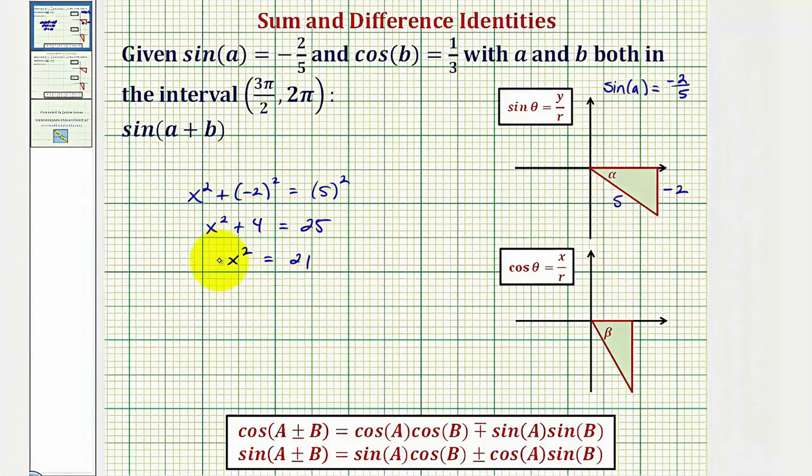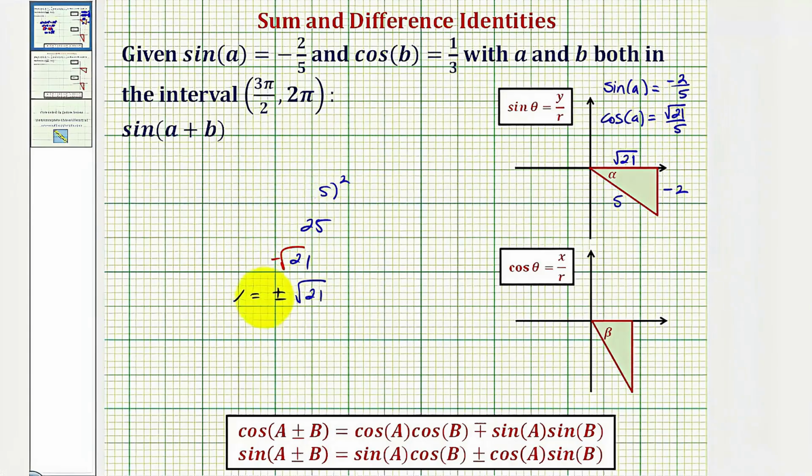Solving for x, we would take the square root of both sides. So we have x equals plus or minus the square root of 21. But we know we're in the fourth quadrant where x is positive, so we'll label the adjacent side positive square root 21. Which means now we know cosine A is equal to x over r, or the ratio of the adjacent side to the hypotenuse, which is square root 21 divided by 5.